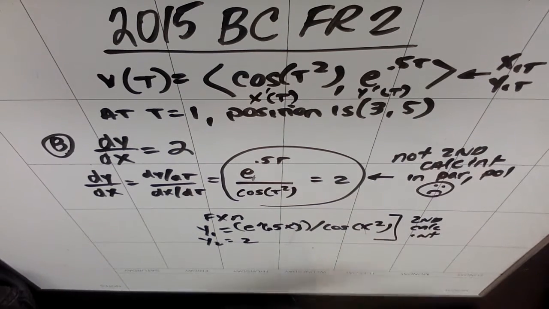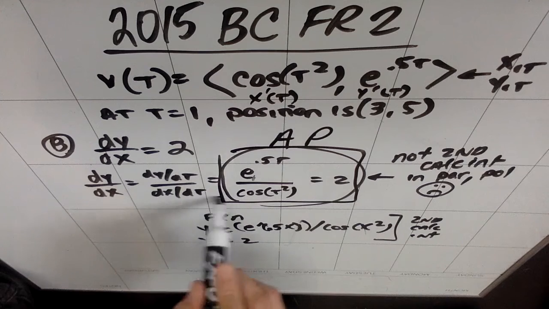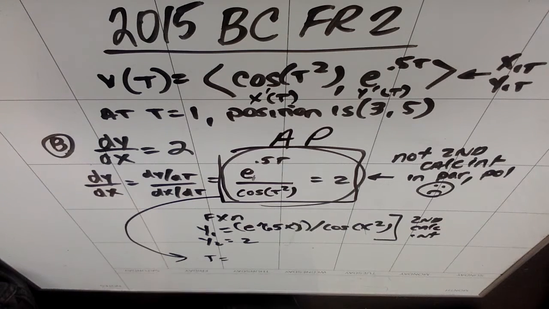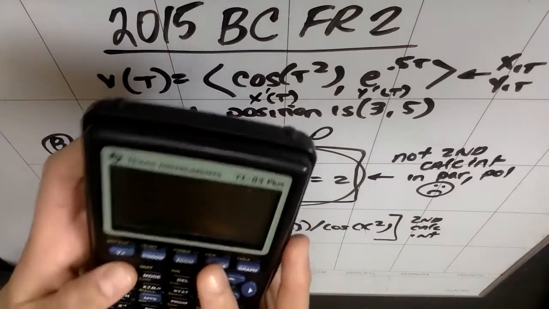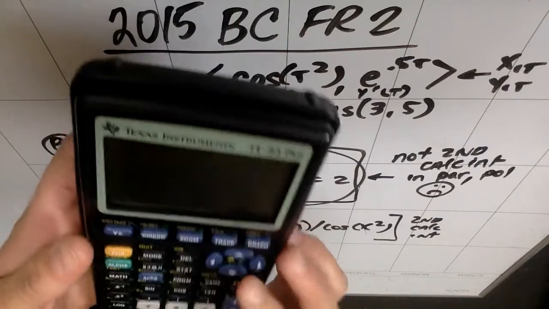So the bummer of this part B is this is what the AP needs to communicate. The AP needs to see this, right? And then they need to see you skip to the end where you give them a t value. The tricky part here is that if you do second calc, you'll notice that in parametric mode and also in polar, there is no second calc intersect.